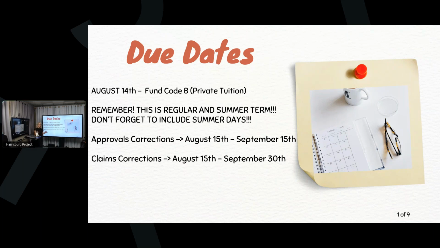You cannot add them. If you don't have them added by then, you're out of luck. After that date, starting the next day on the 15th through September 15th, if you have any errors on your approval records for these Fund Bs, you can still correct them. So you can make edits and corrections, but you cannot add. And the same thing for the claim, except it's going to allow you to edit through September 30th.